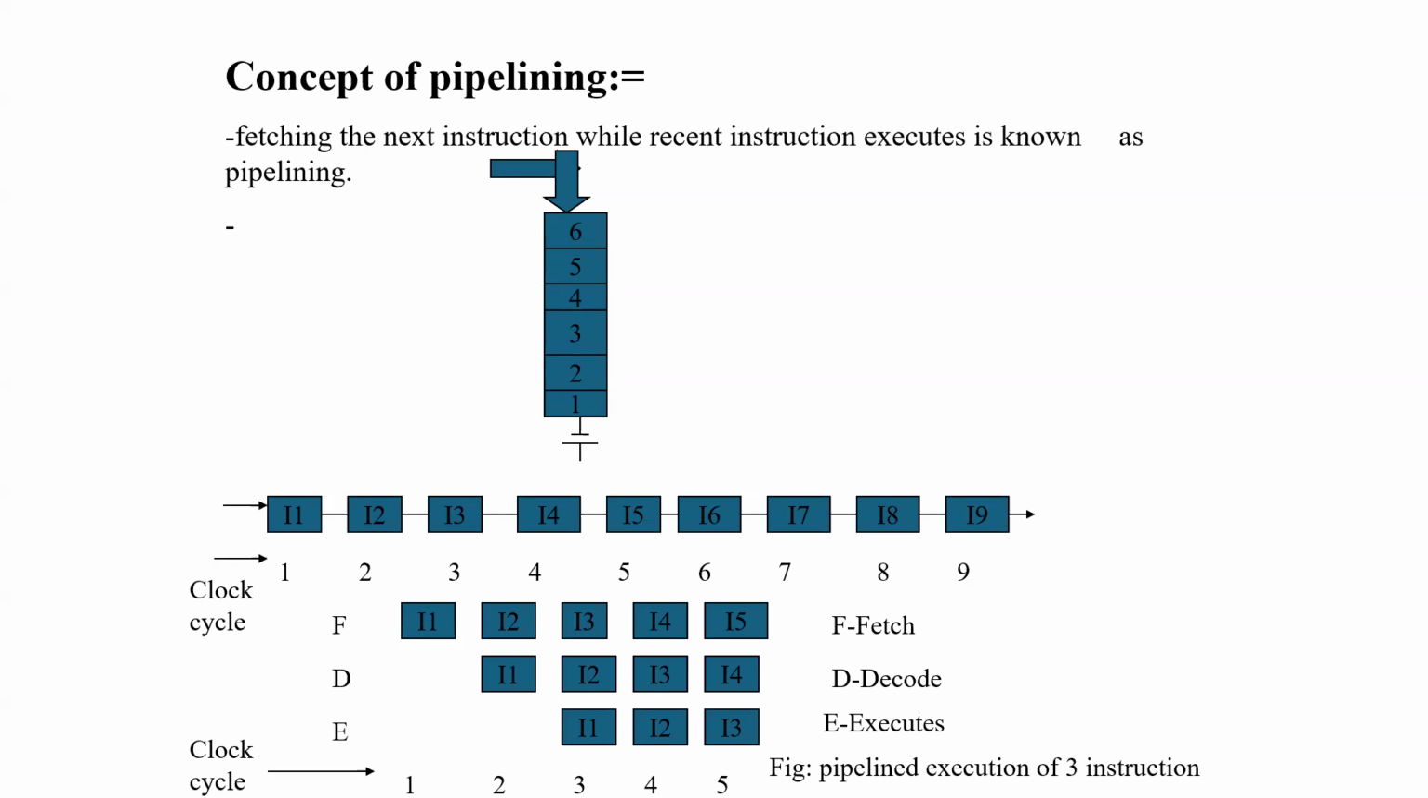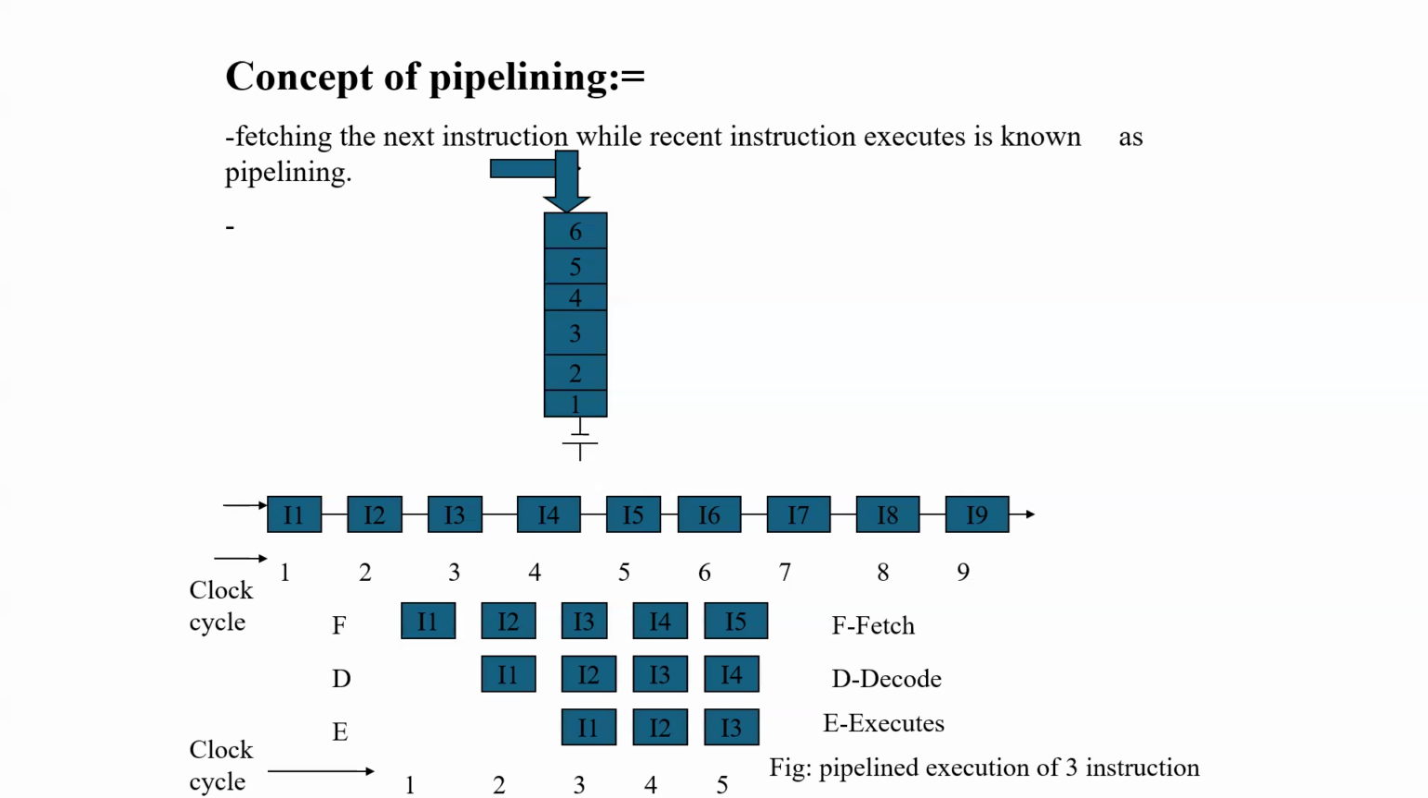Okay, now I'm going to start about the pipeline. So pipelining is one of the important features of the 8086 microprocessor. In the 8085 microprocessor, the pipelining concept was not there, but it was introduced in the 8086 microprocessor system. So what is pipelining? Fetching the next instruction while the recent instruction executes is known as pipeline.